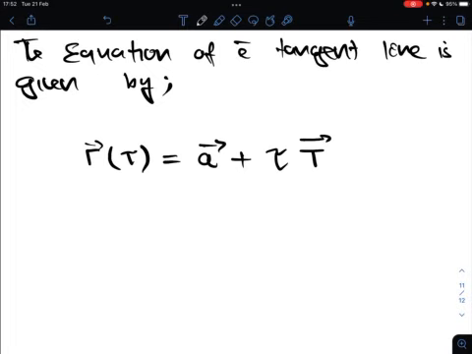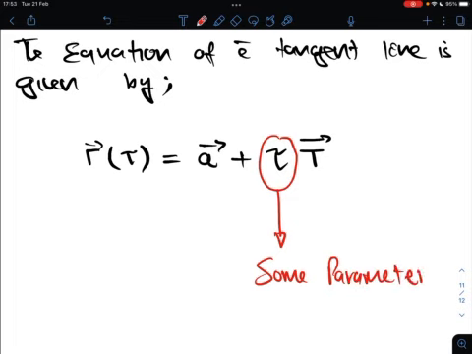So let's understand. What is tau? Tau is just some parameter, which means you can call it anything. You can call tau maybe s, mu, even t itself, no problem with that, though I'll try to use something different, and so on. So this is quite obvious. But what is this thing sitting here? This object sitting here is none other than the unit tangent vector.